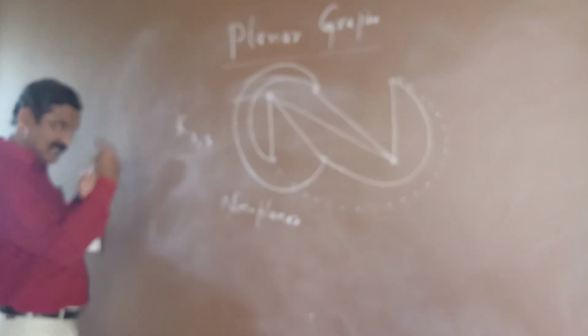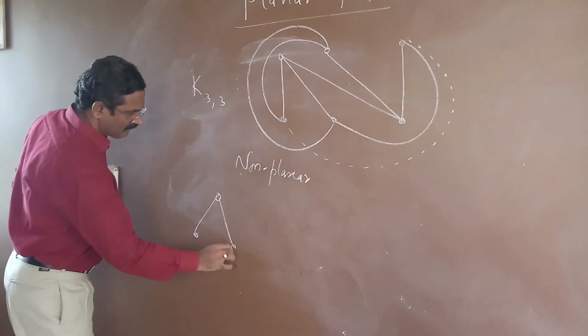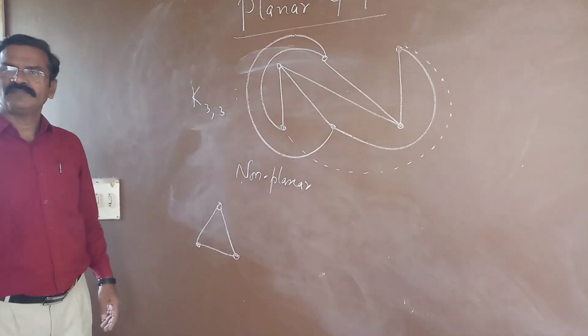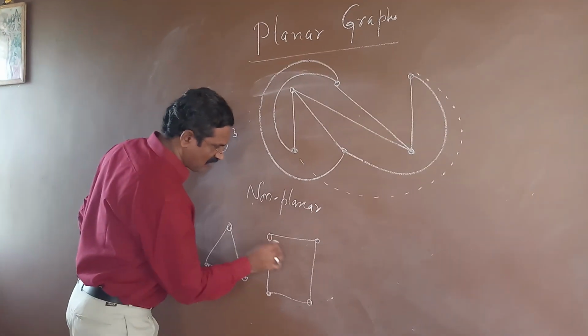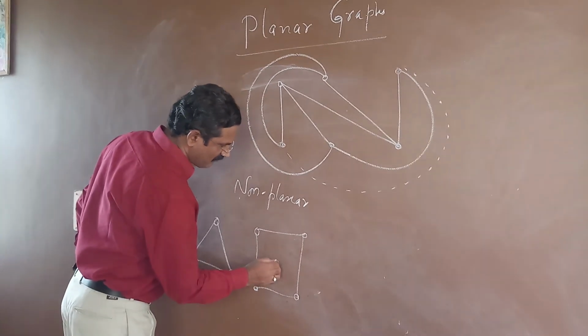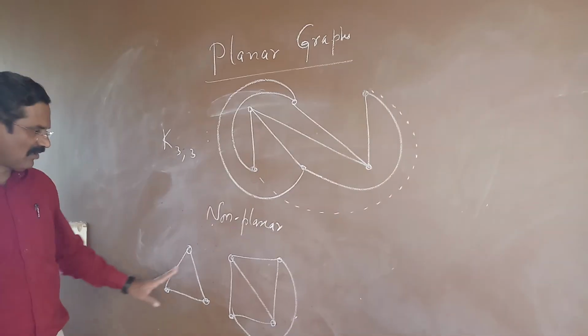So once again we will take different examples. This is a planar graph. This is also a planar graph. These are all planar graphs.